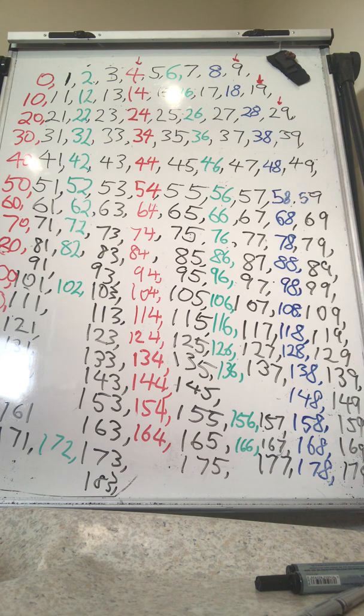3 times 3 is 9. So we know 3 times 3. Do we know what 1 times 1 is? It's 1. Yeah, and then what about 2 times 2?